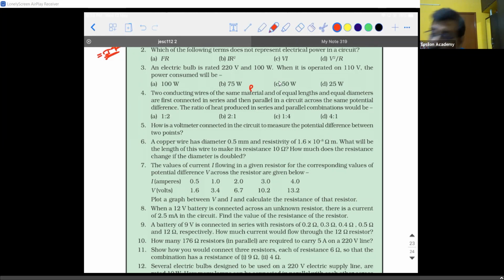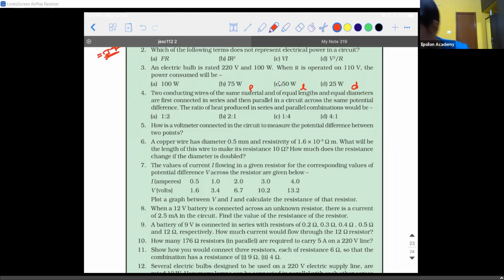Here in this case, they are saying equal lengths and equal diameters. In the sense, length is same and diameter is same. So there are two conducting wires which are made of the same material, same length and same area. They are connected in series and then in parallel across the same potential difference. The ratio of heat produced in series and parallel combination will be how much?